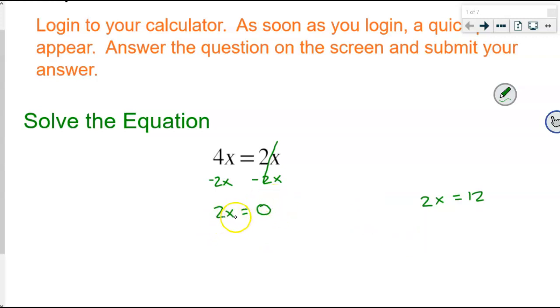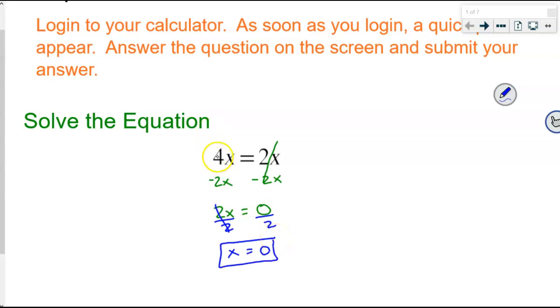We undo the x being multiplied by 2 by dividing each side by 2, just as we would do over here. So this is no different. It's 2x equals a number. When we do this, it divides out, and I have x is equal to, do the calculation. 0 divided by 2 is 0.